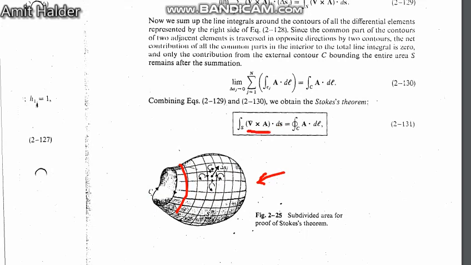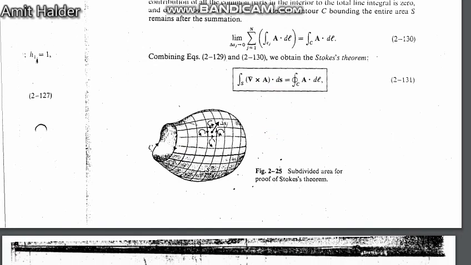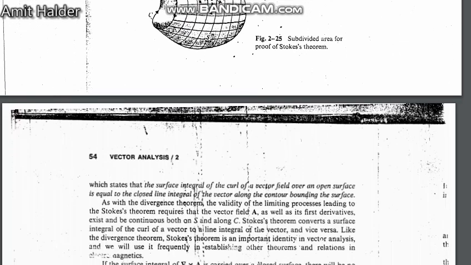The curl of a vector, surface integral. If we integrate over this bounded surface, we can get the vector with the surface contour. The line is that. Now we can read again: the closed line integral of the vector along the contour bounding the surface. That means the boundary of the area that bounds the surface.